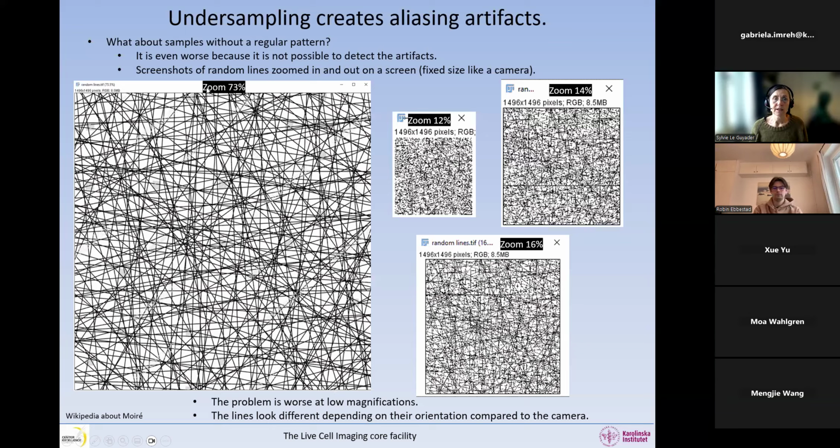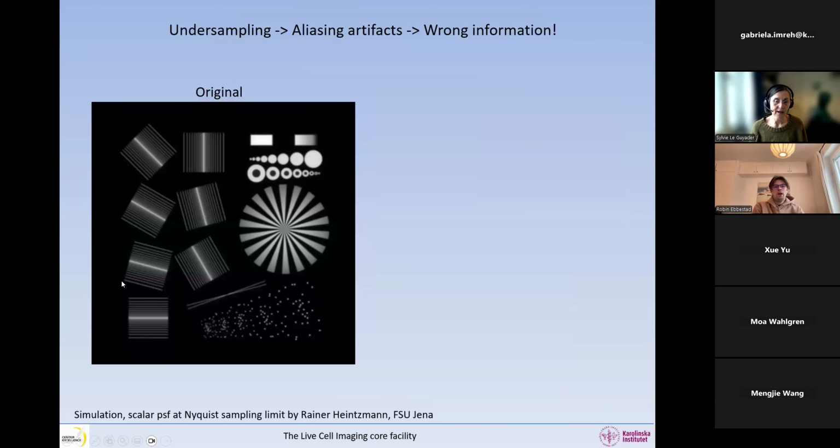So this is the screenshot of random lines zooming in and out on the screen, with a fixed size like a camera. I had the luck of having a great discussion with Rainer Heinzmann, who said immediately, I'm going to model it for you. And so he did. I was puzzled because in our images, in our samples, we have no regular pattern. So does it matter if we undersample? Because in biology, we undersample a lot.